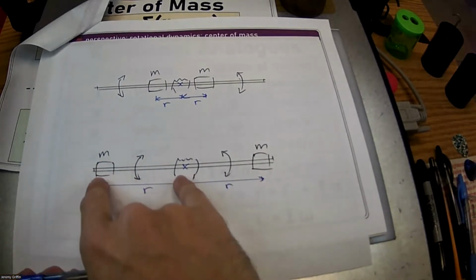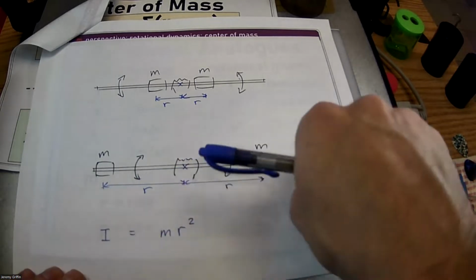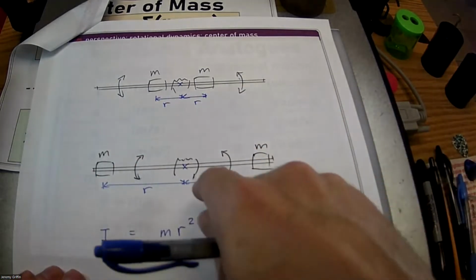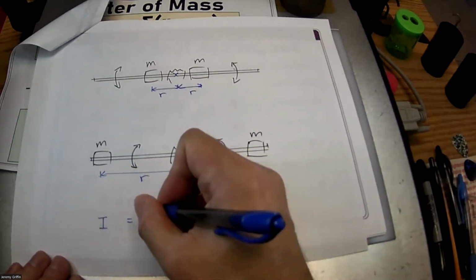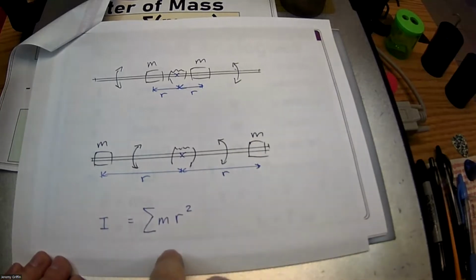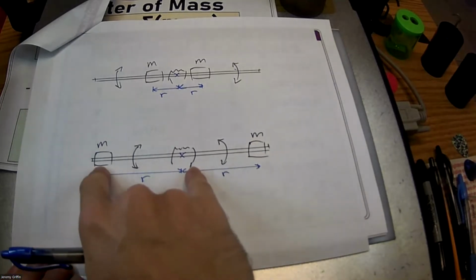Well, you can just add them up. You do this mr squared plus this mr squared, and you get the total rotational inertia. Maybe the meter stick itself could add a little bit too, but we'll ignore that. So I can say the sum of m r squared, like I'm adding up all the bits. In this case, this mr squared plus this mr squared.